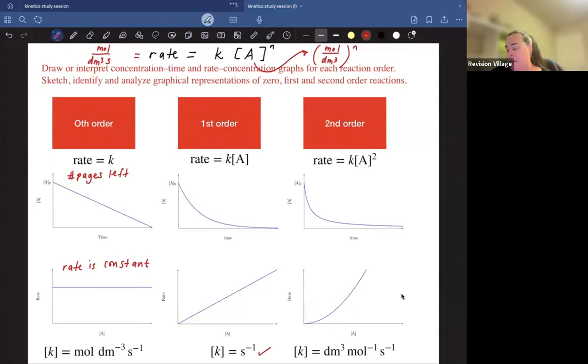A 1st order reaction is significantly more common. All radioactive decay is 1st order. Here, the rate is proportional to the concentration. You can see that here. The rate is directly proportional to the concentration, and the slope of this line, or the gradient of this line, is the rate constant. This says when you have a lot of something, the reaction is going to be fast. And when you have less of something, the reaction is going to be slow.